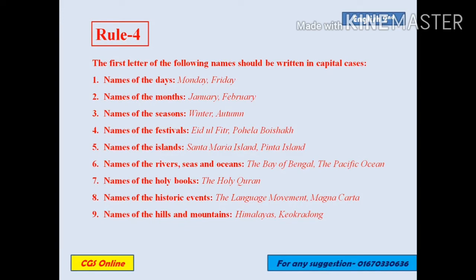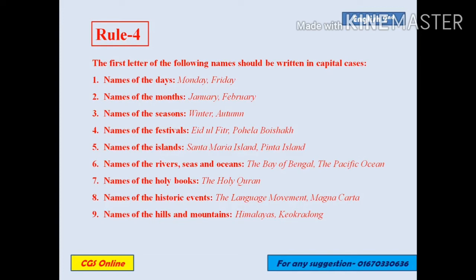Name of the rivers, seas, and oceans. I've given some examples of this: the Bay of Bengal, the Pacific Ocean. Name of the holy books. The names of the holy books are also proper nouns. That's why they should also be started with a capital letter. Name of the historic events, for example, the Language Movement, Magna Carta. Name of the hills and mountains, for example, Himalayas, Keokradong. You must have visited Keokradong.